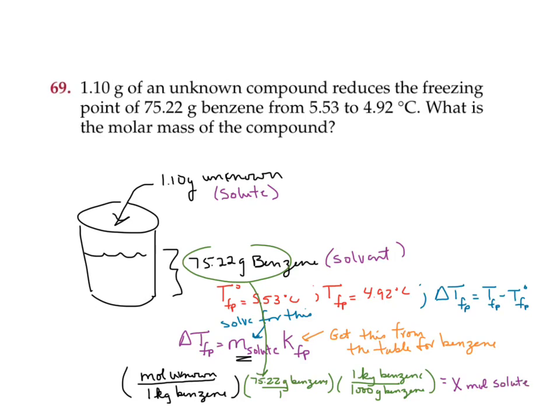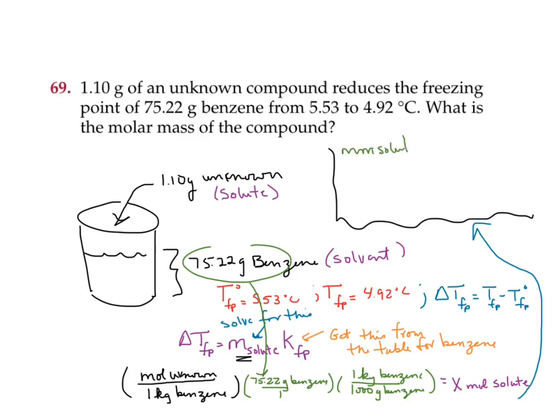After we have the molality, your molality will be some sort of moles of unknown per kilogram of benzene. That's by definition what molality is. Then I have you revisiting the information given. You were given the mass of the solvent, the benzene, 75.22 grams. Since it's not kilograms, you have to scale it up this way. Add one more factor. That will give you the moles of solute.